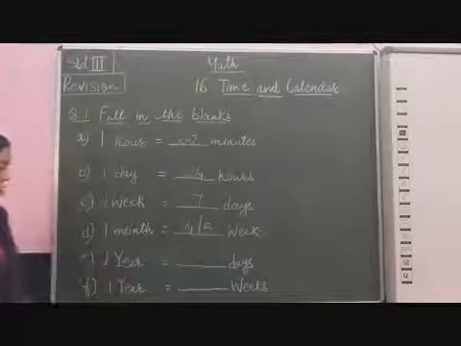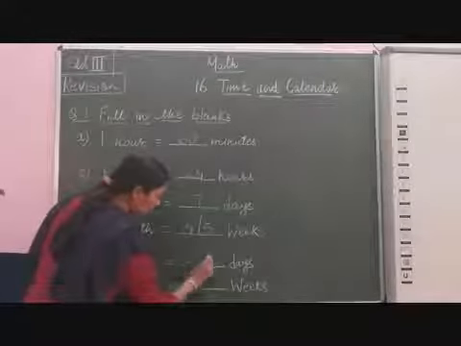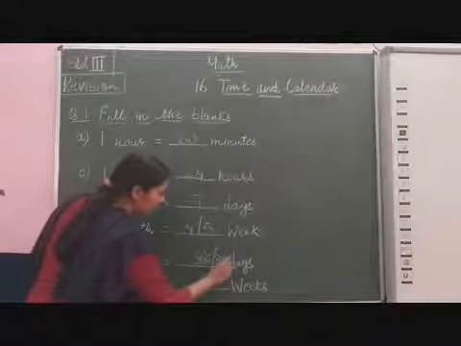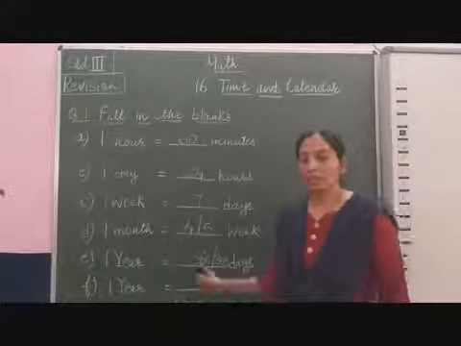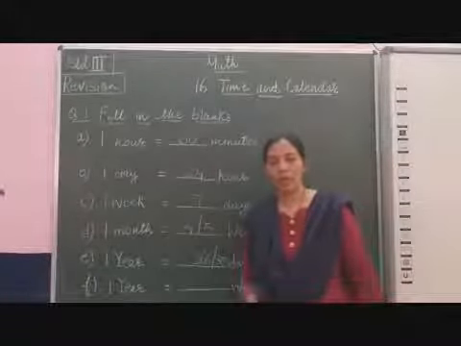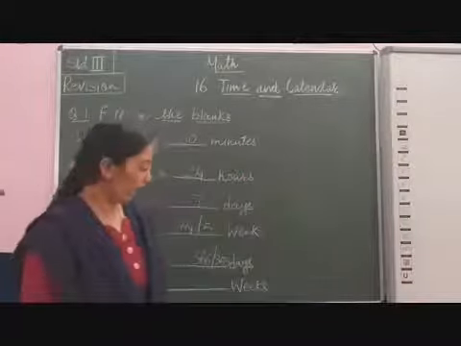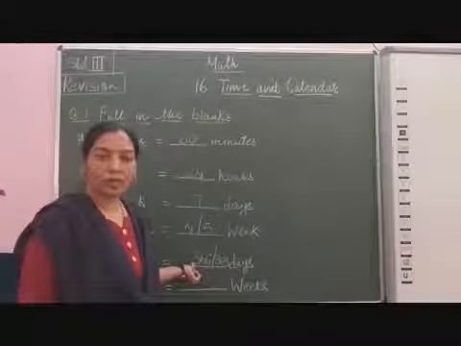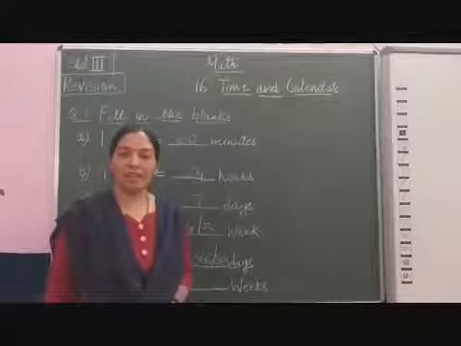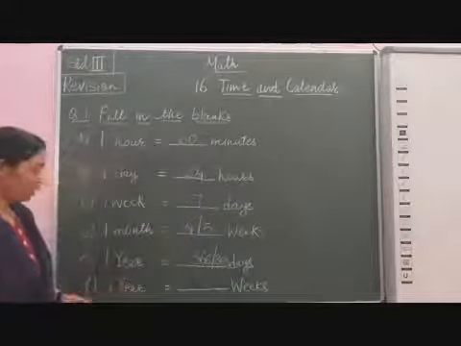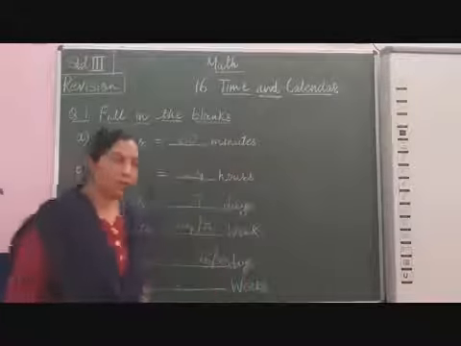So 1 year equals how many days? 1 year equals 365 or 366 days. Why 366? That is a leap year, and a leap year comes after every 4 years. So a leap year has 366 days and a non-leap year has 365 days. Next, 1 year equals how many weeks? There are 52 weeks in a year.